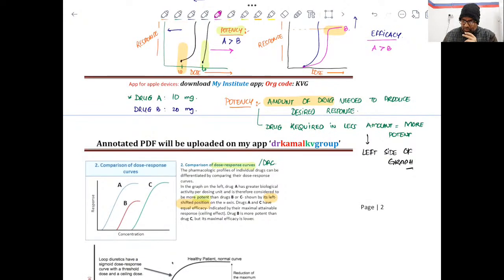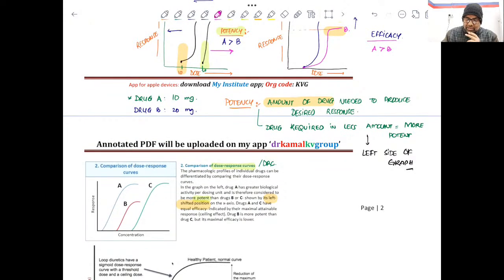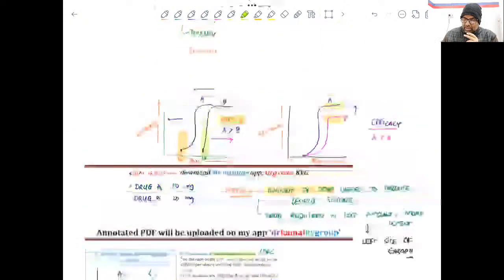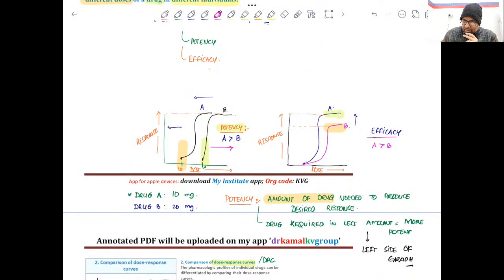Now moving forward to the efficacy. Now see, in efficacy what we are doing, the dose is say 10 milligram. So we are using the same dose for both drugs, and then we are measuring the response. So here you can see there is this much difference between the effect. So for efficacy what will you write?